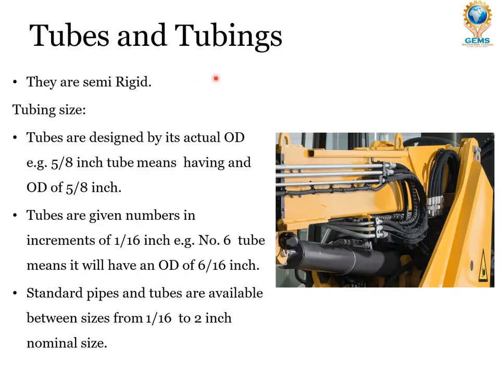Let's consider tubes and tubings. These tubes are semi-rigid. Tubes are designated by their actual outer diameter. For example, a 5 by 8 inch tube means having an outer diameter of 5 by 8 inch. Tubes are given numbers in increments of 1 by 16 inch. For example, a number 6 tube means it has an outer diameter of 6 by 16 inch. Standard pipes and tubes are available in sizes from 1 by 16 to 2 inch nominal size.